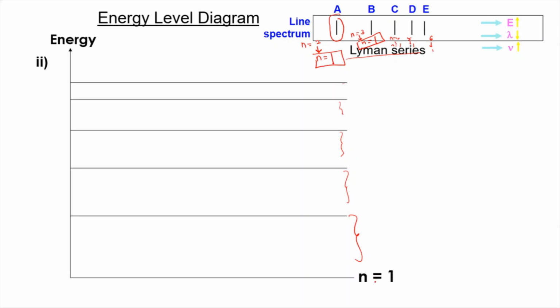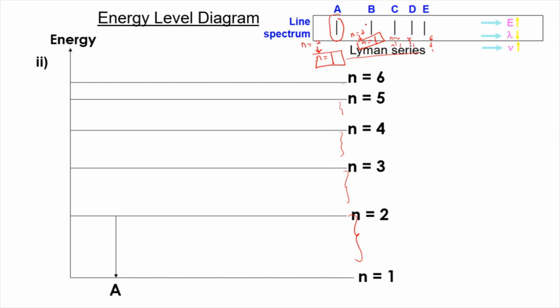So let's say I start from n equal to 1, n equal to 2, n equal to 3, n equal to 4, n equal to 5, and n equal to 6. And I know that n equal to 1 is the lowest level, the ground state of the Lyman series. Okay, so let's say dropping from 2, we have line A here. So line A happens when 2 drops to 1, so we do need to label it as A.